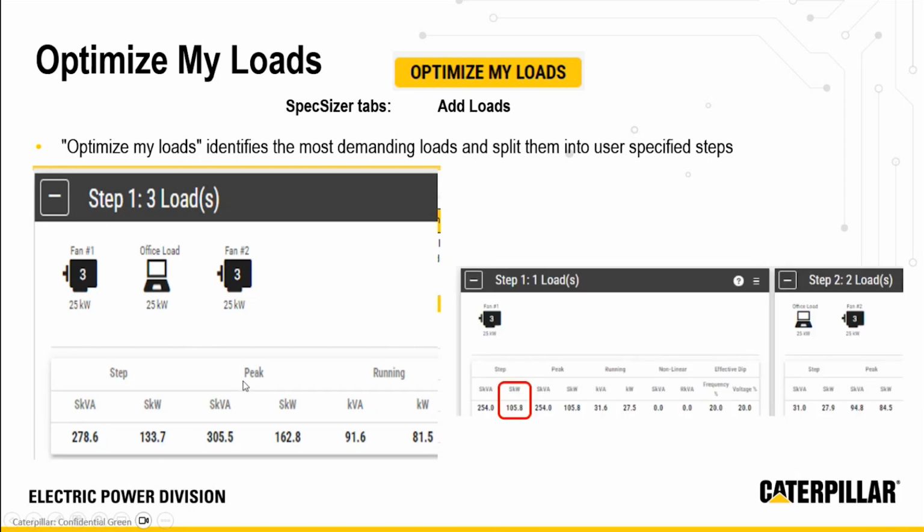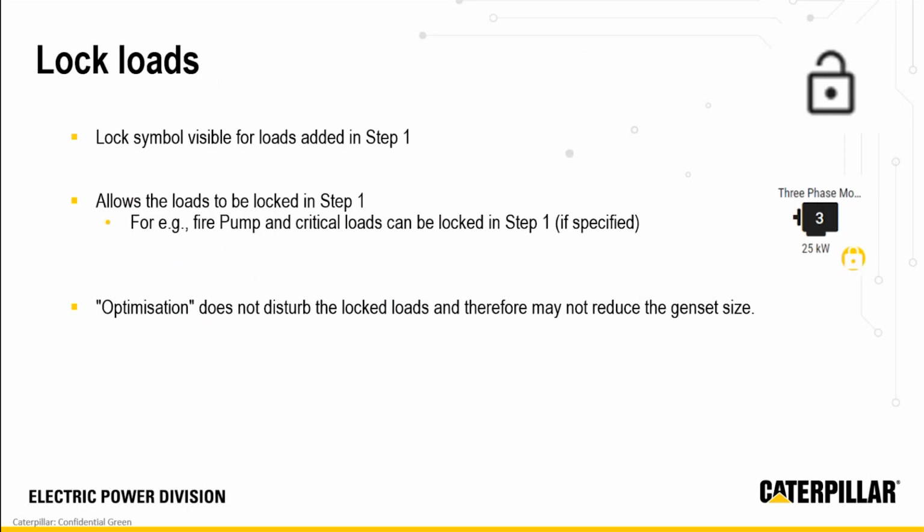If I optimize it, using the optimum selection, SpecSizer will keep that 25 kilowatt fan 1 in step 1, moving the remaining loads into step 2. And that way you can see the difference in the starting demand between the original scenario where you have 3 loads in the step, and the optimized scenario where it put fan 1, 25 kilowatt, in step 1, with a reduced maximum step demand of 106 kilowatt. Of course, this needs to be reviewed with the customer and agreed with them whether it suits the application or not. If the customer specifies that the loads need to be in step 1 and cannot be moved, that's where we start to use the lock load feature.